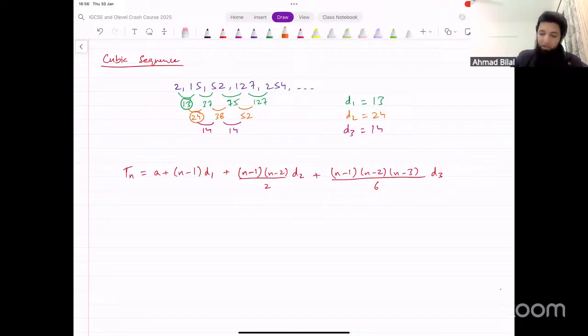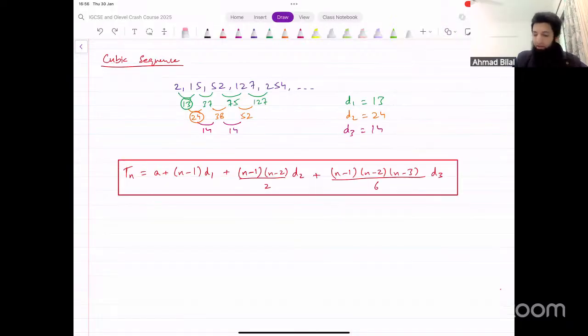So the number in the denominator is basically coming from this product, 1 into 2. In this case, that was 2. In the next case, it's 1 into 2 into 3. That is 6. That's why we've got 6 here. But that's the formula that I would just recommend that you remember. In case you have to find a cubic sequence ever, this is how you can do that.